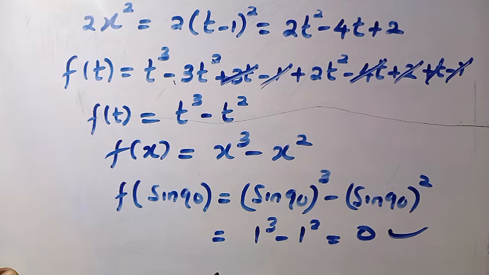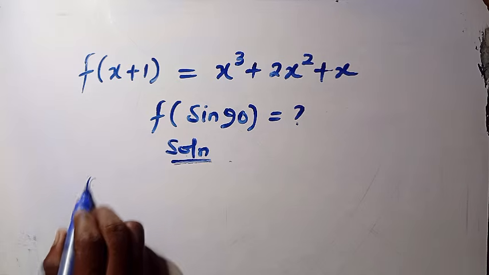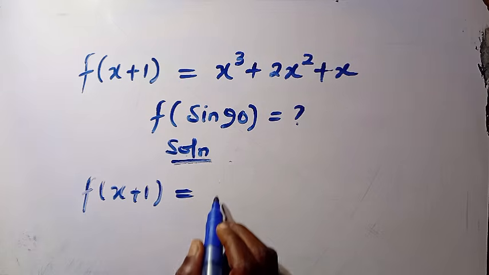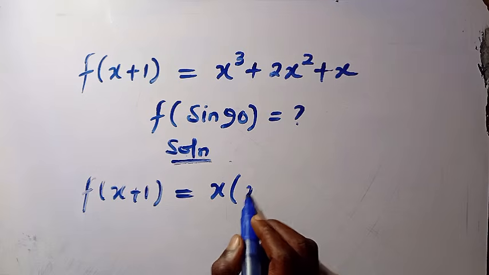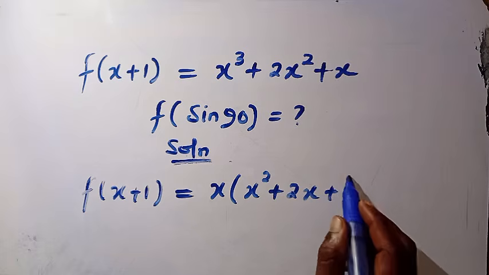Let's get into the second way of solving the same problem. What if I solve it in this way? Instead of substituting, what if I apply the factorization method? We have f of x plus 1 equals x cubed plus 2x squared plus x. x is common, let's take it out, and we have x squared plus 2x plus 1 instead.